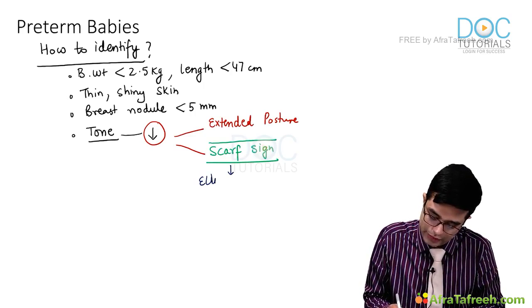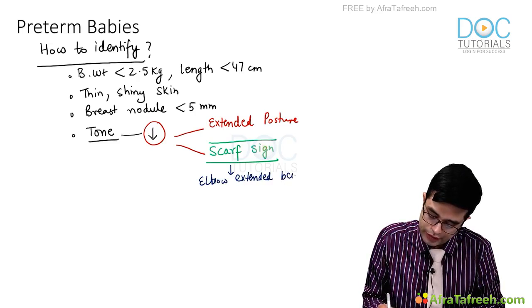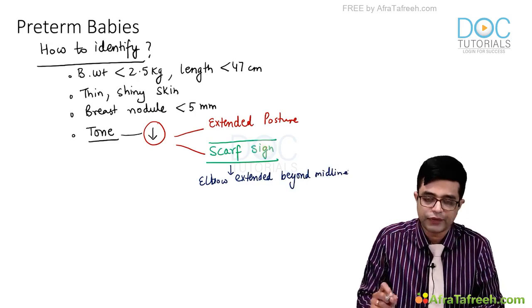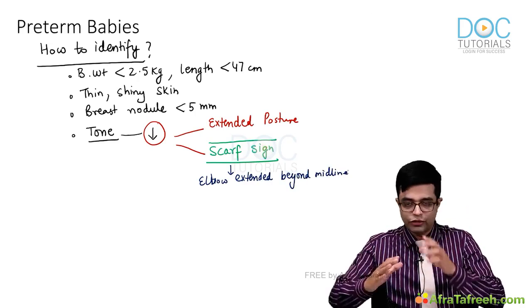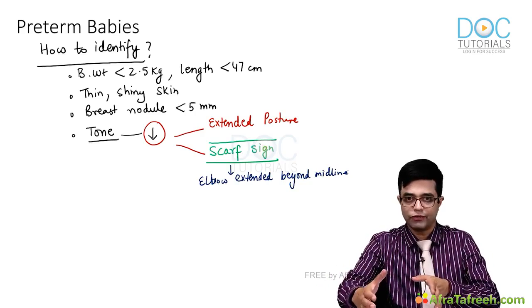So the elbow can be extended beyond the midline of the body. What does it mean? What we do is, you have a newborn lying there, right? You will hold the elbow. Now this is a newborn. I am a newborn, right? Somebody will hold my elbow and slowly bring it across the midline.